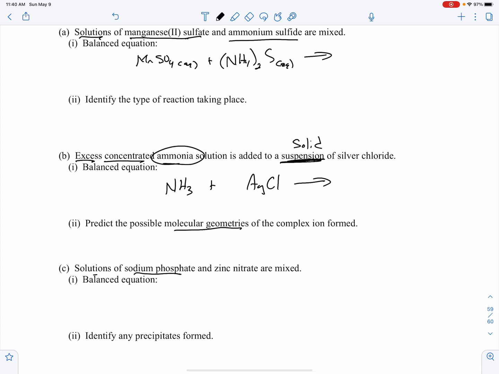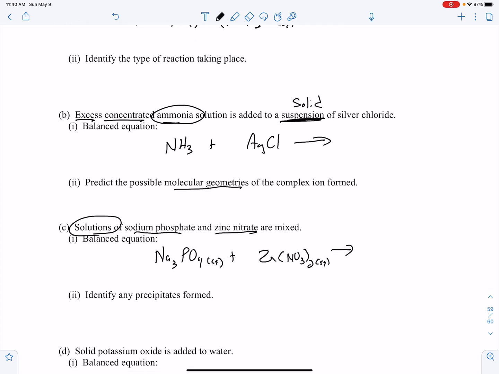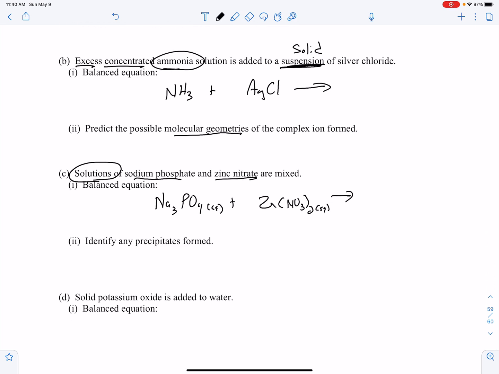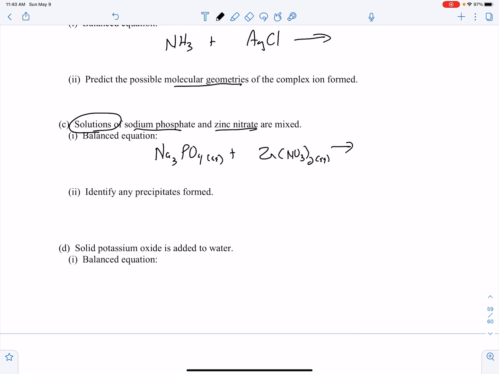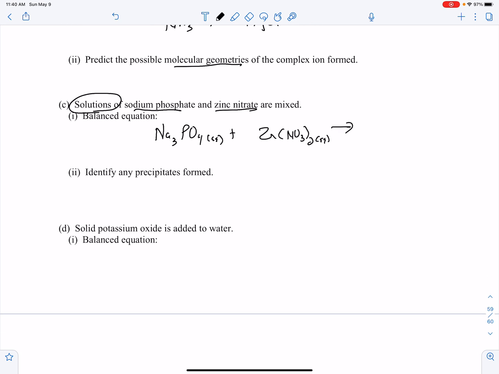sodium phosphate, again, solutions of. So sodium phosphate, Na3PO4, and zinc nitrate. Again, these are both solutions, and so since they are, we should end up with, I believe it looks like 2 spectator ions and a singular precipitate. And be sure to identify that precipitate. You'll balance this and identify that precipitate in our second part of the question.